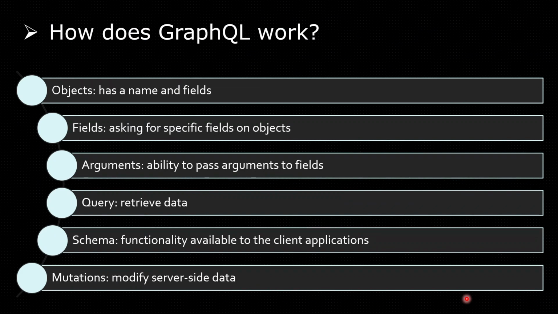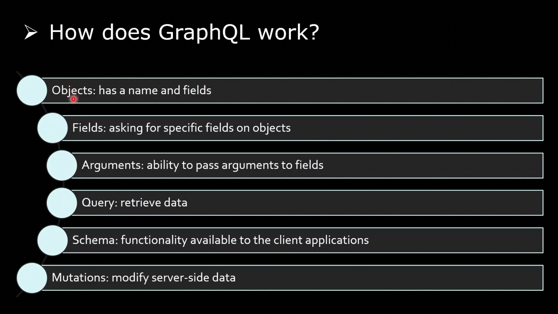How does GraphQL work? There are components or aspects of GraphQL, just like SQL has tables, rows, columns, insert, update, delete, and all of that. GraphQL also has some components. And these are the components. So in SQL, it is called a table. Here in GraphQL, it is called an object. In SQL, a table has a table name, and it has columns.